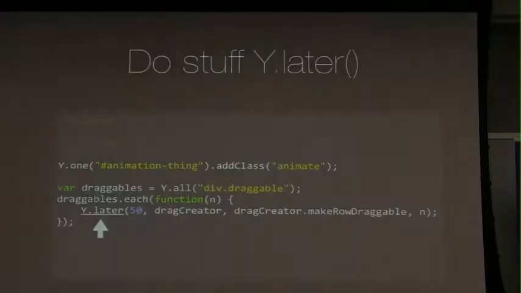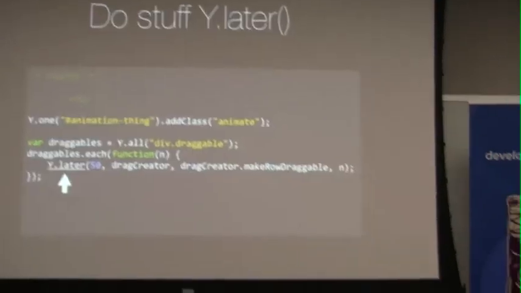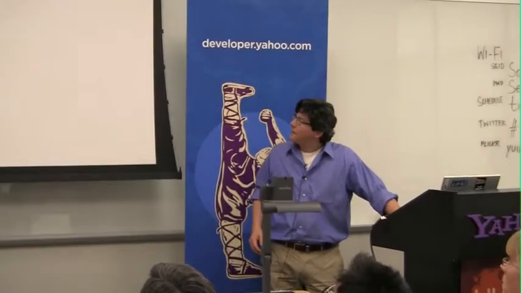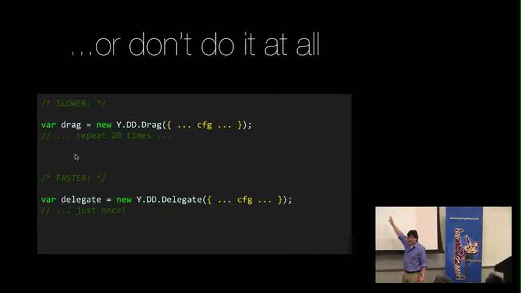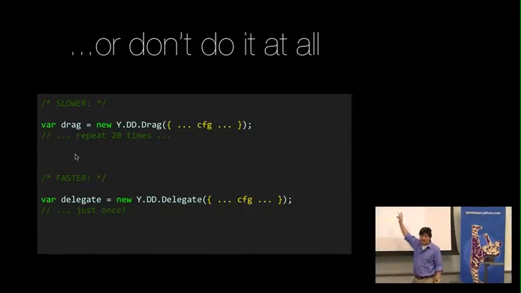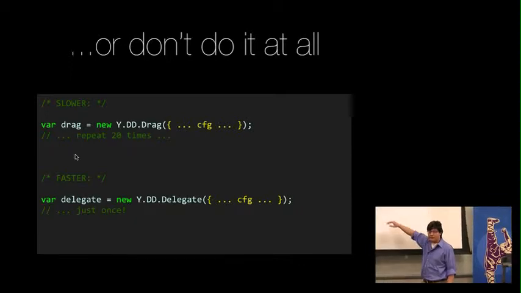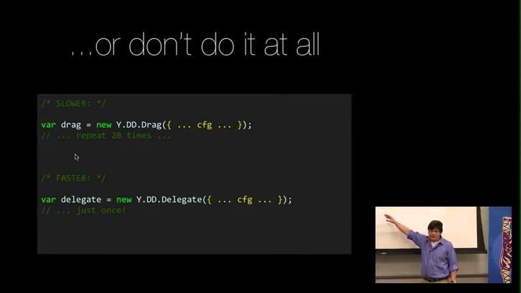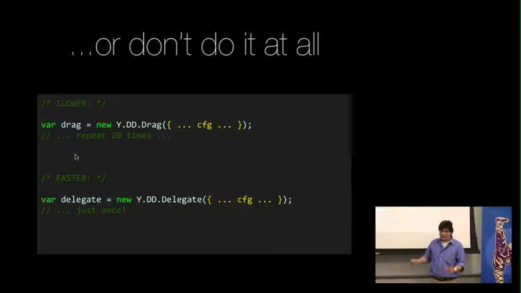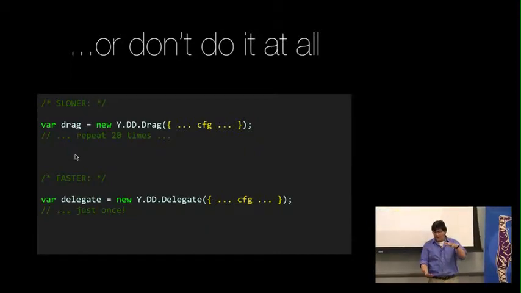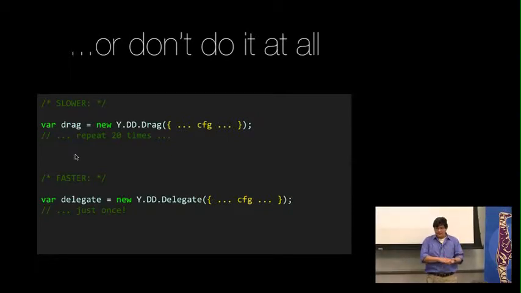But really, as good as that is, doing stuff later is great, but the better thing is just to not do stuff at all. Drag objects are expensive to create. However, they created this delegate option, which basically lets you delegate drag objects so that it doesn't create them. You say, here's the things that are going to be draggable, here's the container, and respond when they start dragging, but you don't have to create the individual objects.